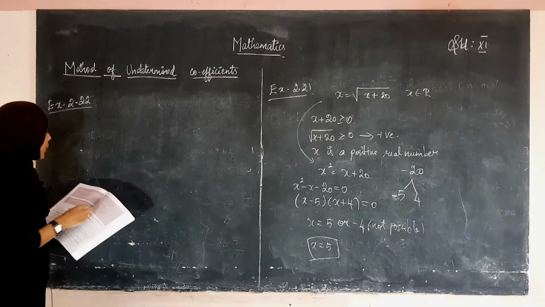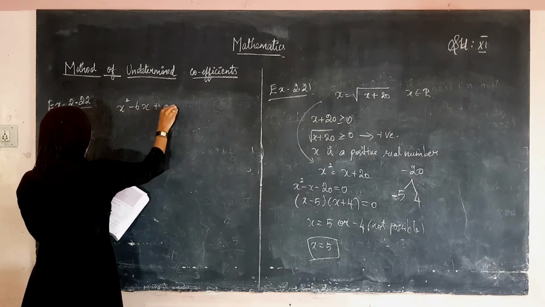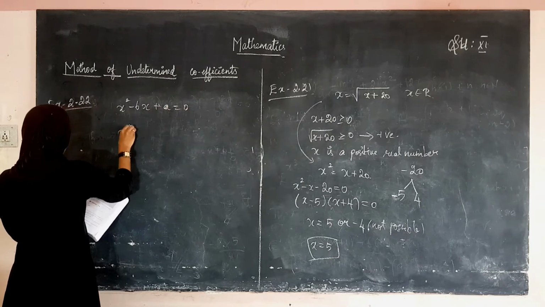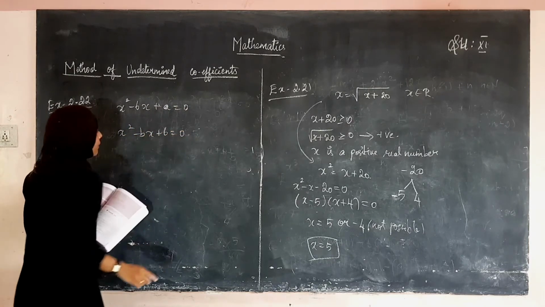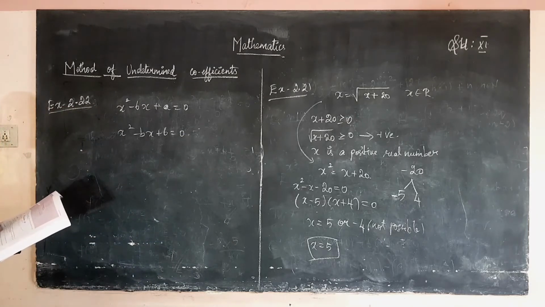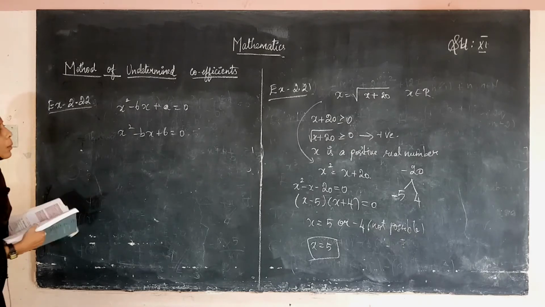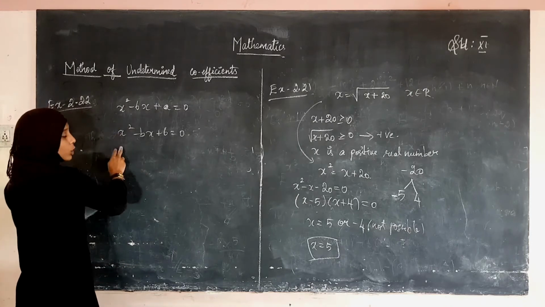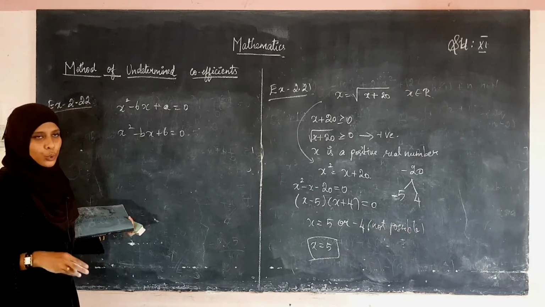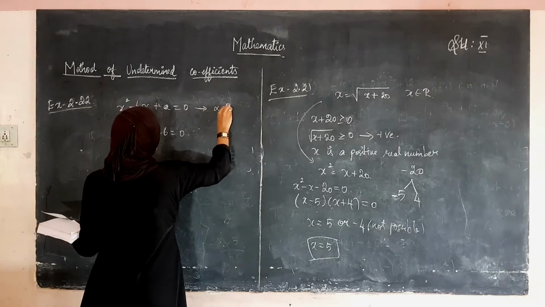2.22. The equations x square minus 6x plus a is equal to 0 and x square minus bx plus 6 is equal to 0 have one root in common. The other roots of the first and the second equations are integers in the ratio 4:3. Find the common root. Since both are quadratic equations, each will have two roots. So first, let the roots of this equation be alpha, beta.